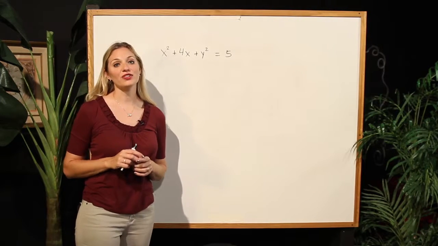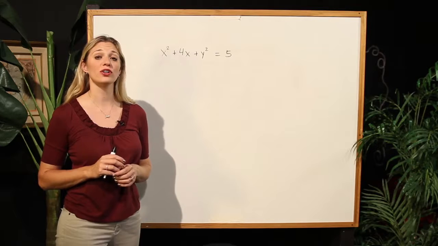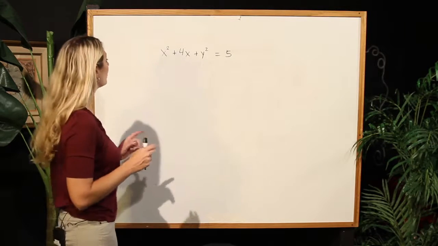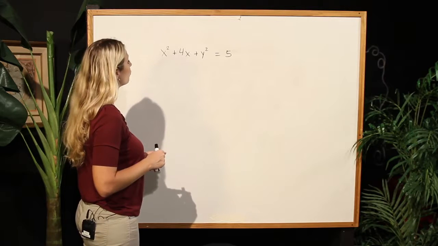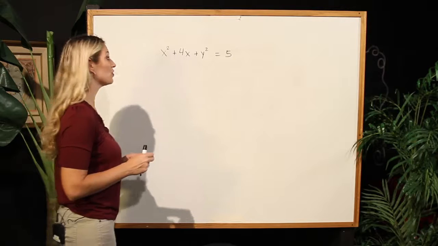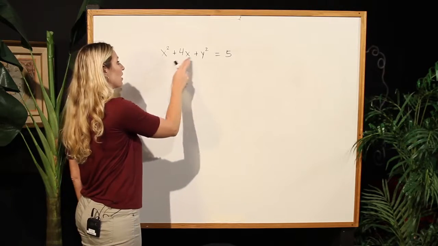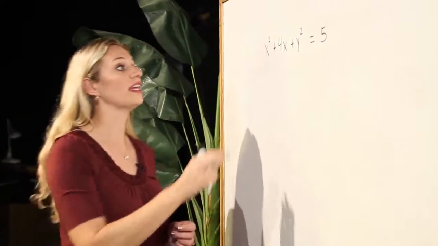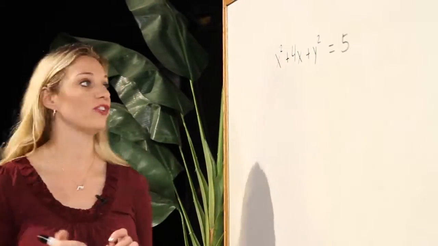In this exercise, we are going to put the equation of a circle into standard form and then use this to create a graph. We are given the equation x squared plus 4x plus y squared equals 5. Now, I know that this is a circle because both my x and y values are squared, and additionally, they both have the same coefficient.